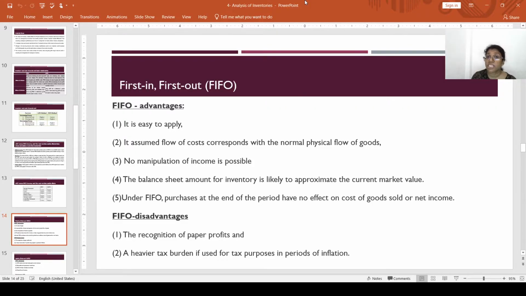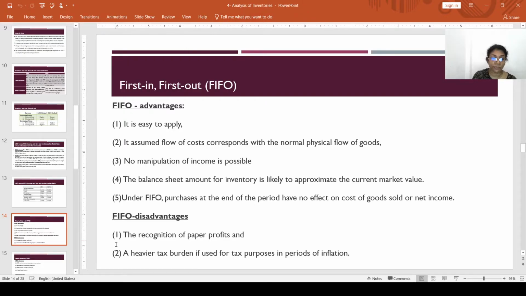But there are some disadvantages as well. This is recognition of the profit as a paper profit rather than the actual profit. There will be a heavier tax burden if it is used for tax purposes in a period of inflation. Therefore, most people suggest going to the LIFO method when there is an inflationary situation. But you know, according to LKAS 2, they only allow FIFO or weighted average for inventory valuation purposes.